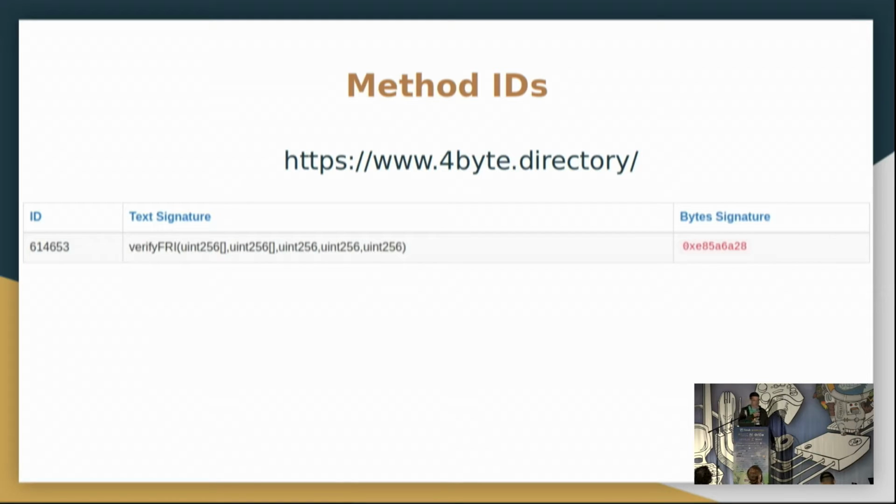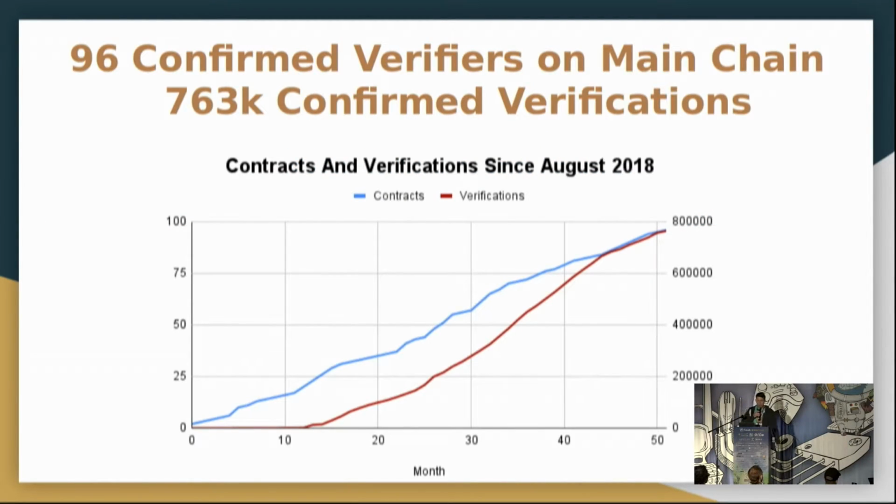And the method IDs are also on a public database called 4byte directory. It's an open source project, and it's great if you want to know what's actually happening. You can put in the byte signature, and it'll pop out what the text signature for that function is, if it has it. So what did I find?